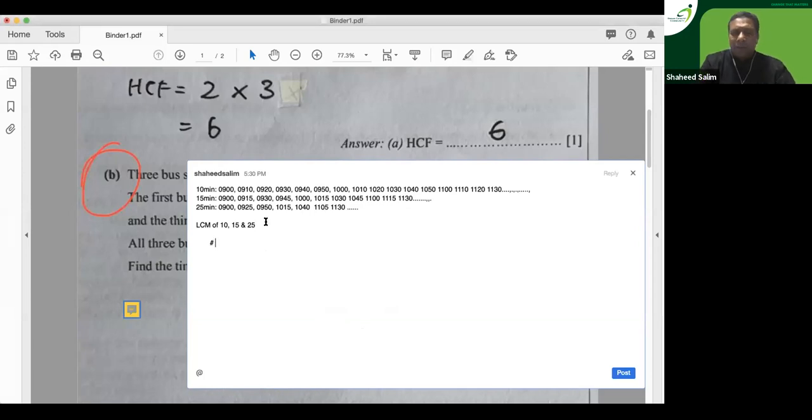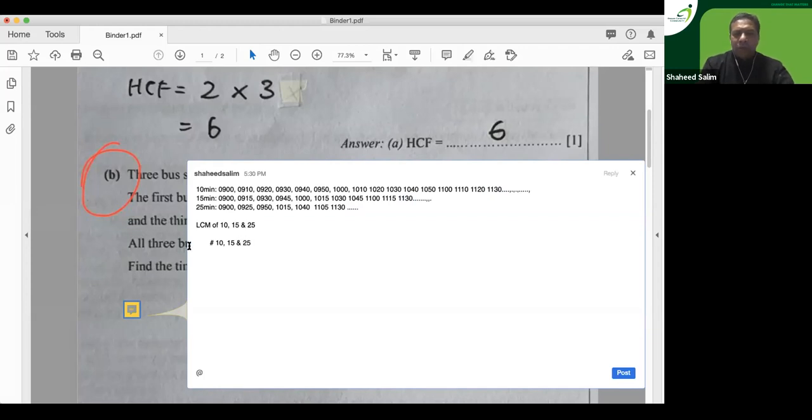So let us do another method. Actually, the answer is 11:30. But how to find 11:30? I'm going to show you now. We are going to do LCM of 10, 15, and 25.